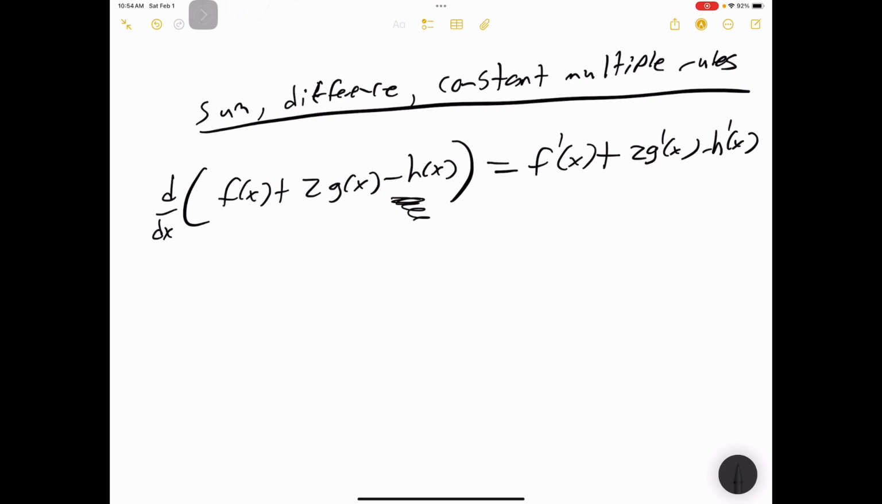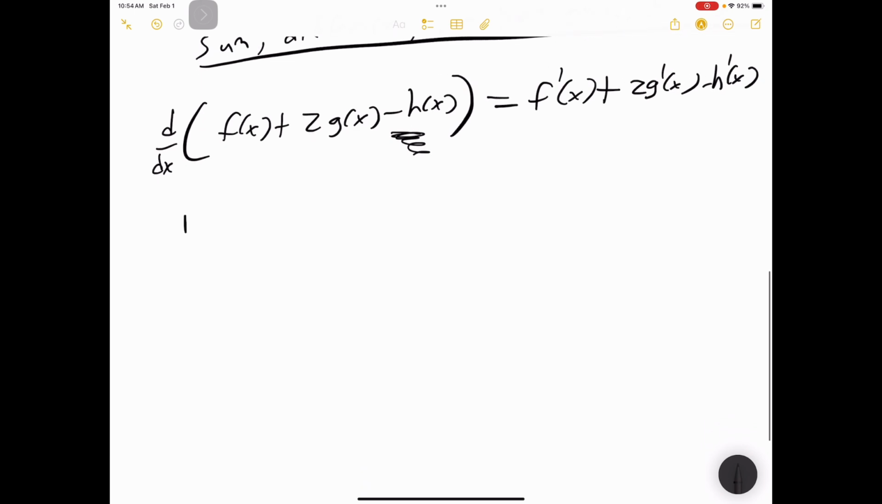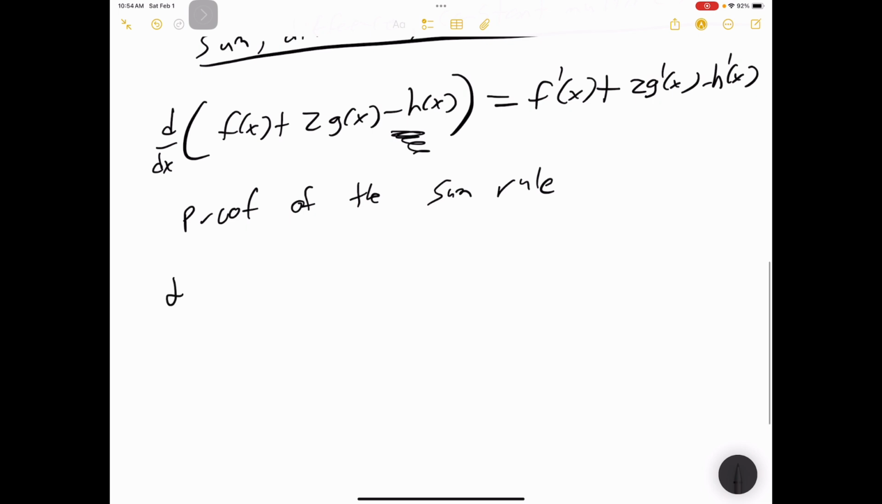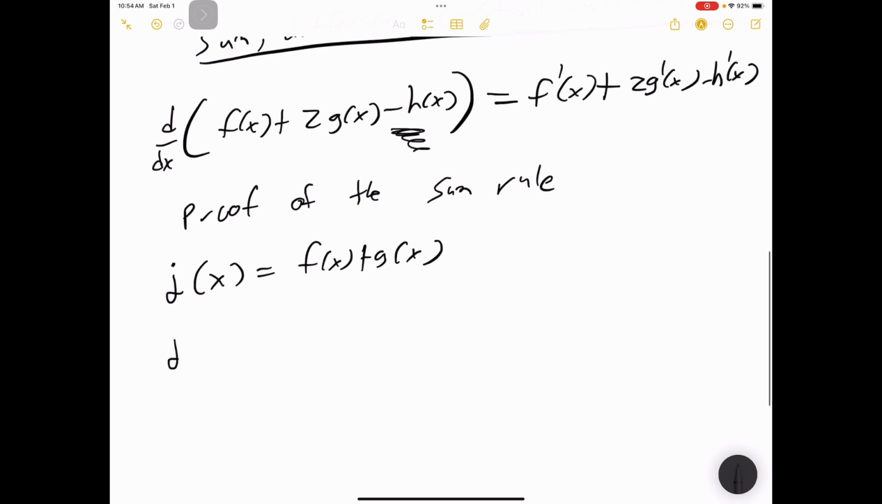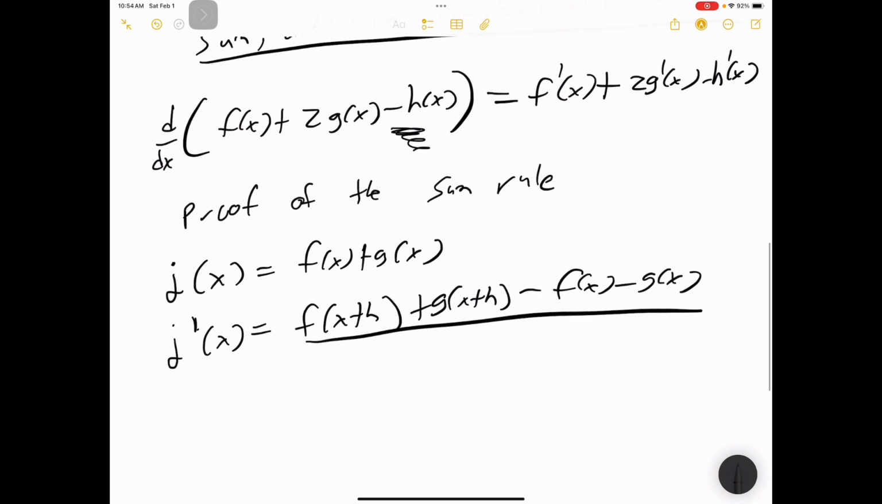And let's look at a proof of this one. This is a nice time to look at a proof. Let's do a proof of the sum rule. And the sum rule will work like this. I have some function j of x, which is equal to f of x plus g of x. Then j prime of x is going to be equal to f of x plus h plus g of x plus h minus f of x minus g of x all over h.